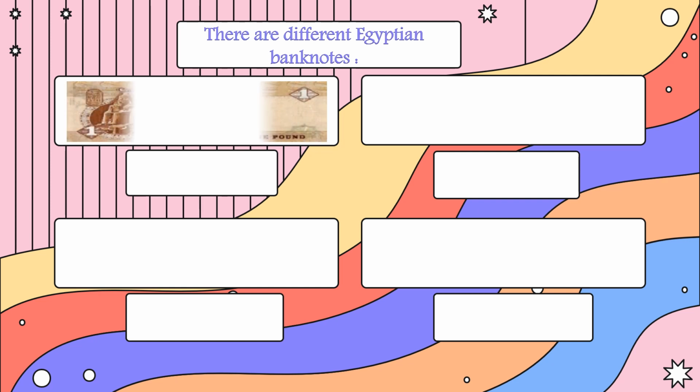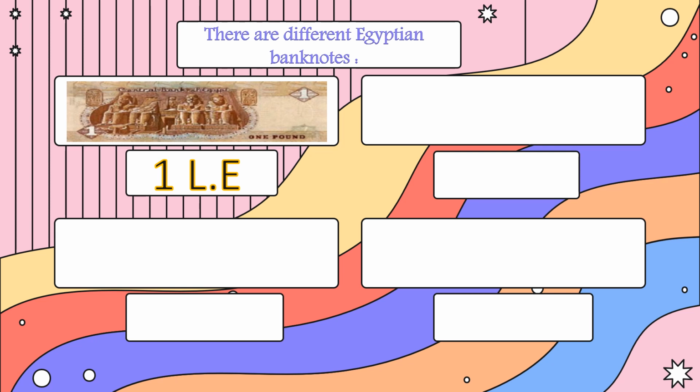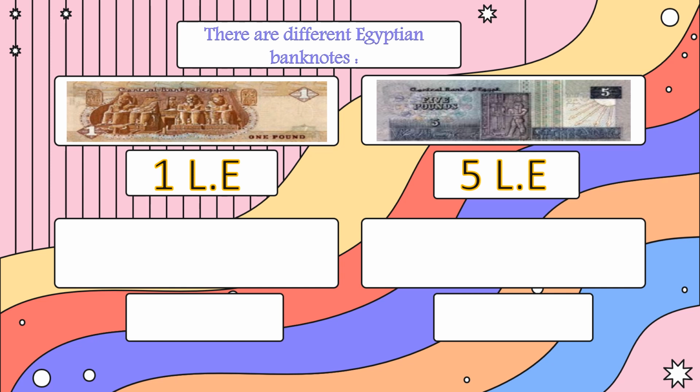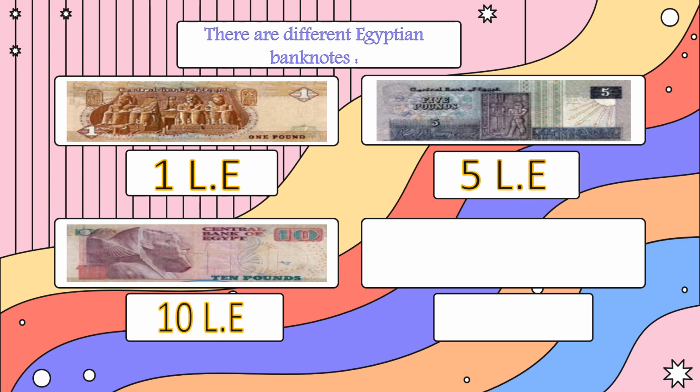First banknote, look at here. Here we have number. What is the number? It is number 1. So this banknote is 1 pound, 1 pound or 1 LE. Next one, look at the number. The number is 5. So this banknote is 5 pound or 5 LE. Next one, what is the number here? Yes, very good, it's 10. So it's 10 pounds. 10 pounds or 10 LE.